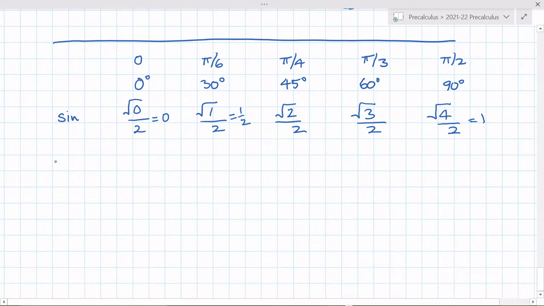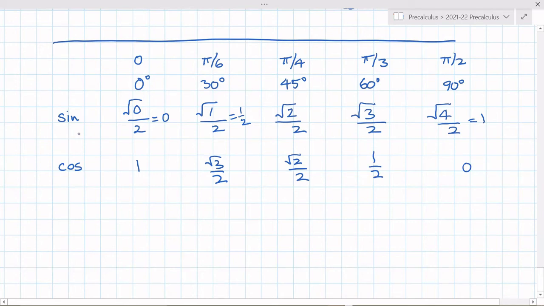Okay, for cosine, it's the same values, but they go in the reverse order. So this one is 1. This one is root 3 over 2. This is the same, this is 1 over 2. And this is 0. Right?